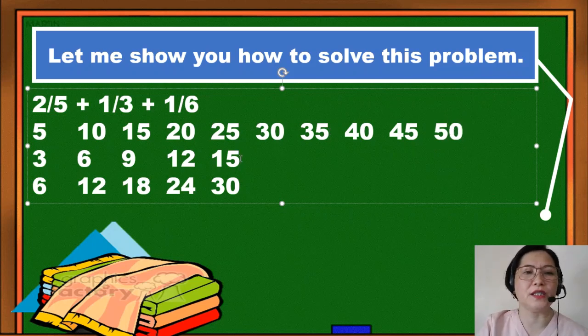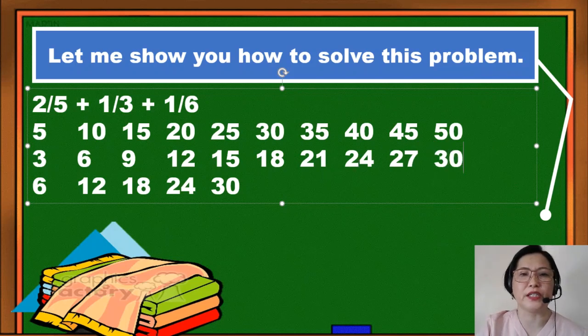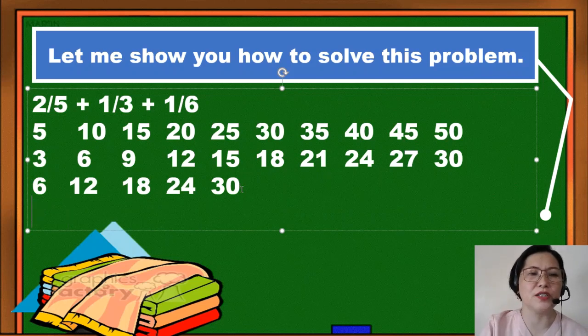Then let's have 15. 15 plus 3 is 18. 18 plus 3 is 21. 21 plus 3 is 24. 24 plus 3 is 27. 27 plus 3 is 30. So, can you see now the LCD? Okay, the LCD is 30. Okay, so we can now proceed to changing the fractions into similar fractions.